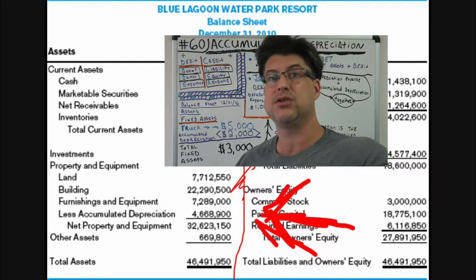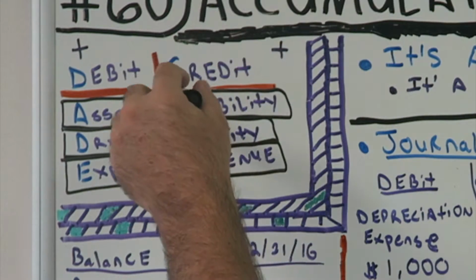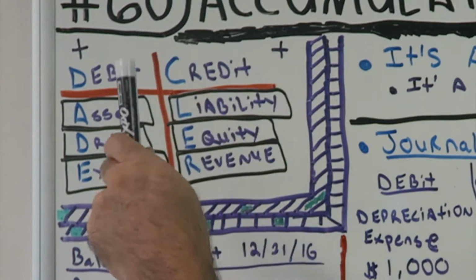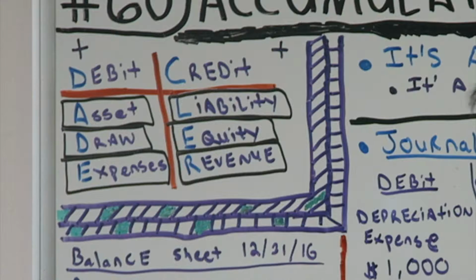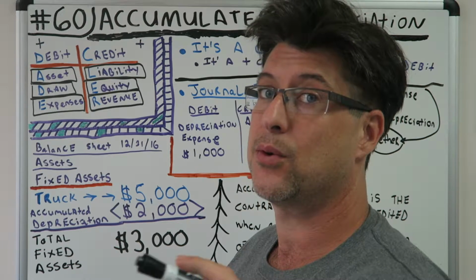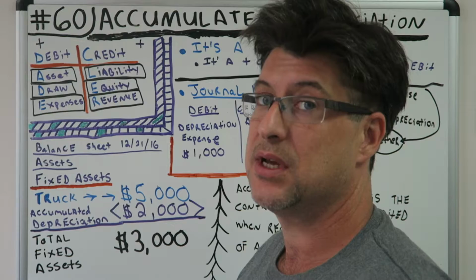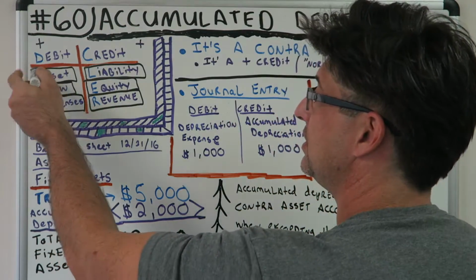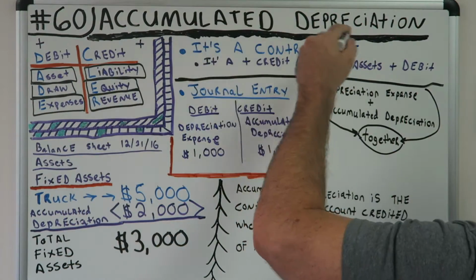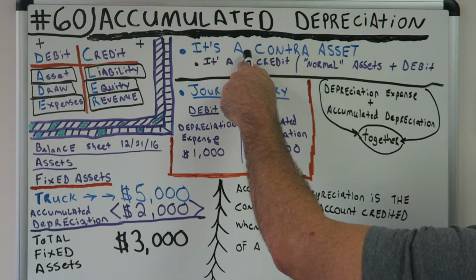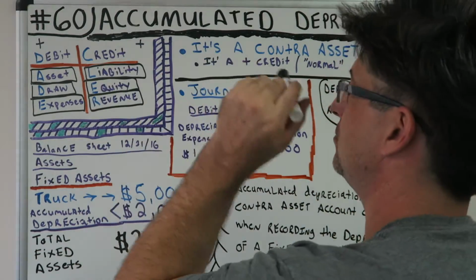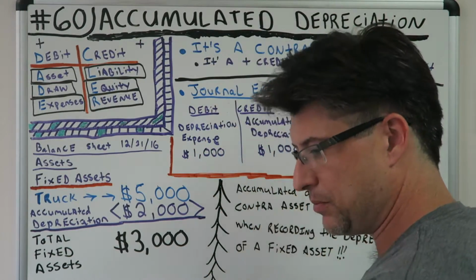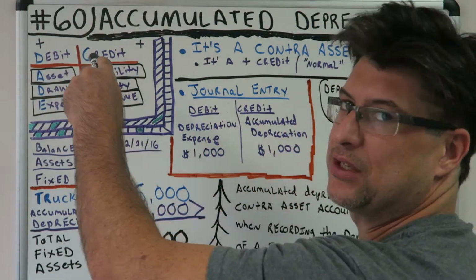Now let's zoom in. This is my mapping system, DCADLR: debit, credit, asset, draw, expense, liability, equity, revenue. If an asset is going up in value or increasing, it's going to be a debit. If an asset is decreasing, it would be a credit. Accumulated depreciation is a contra asset. That's the first thing I have on my board.